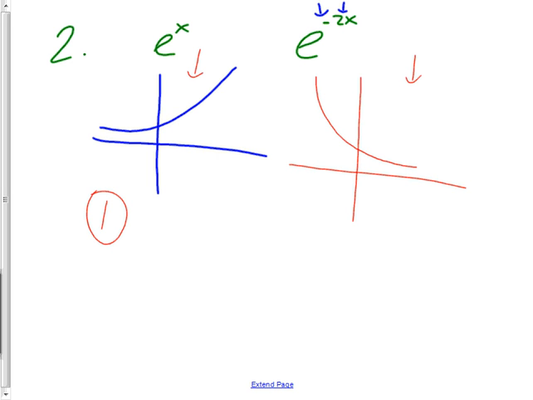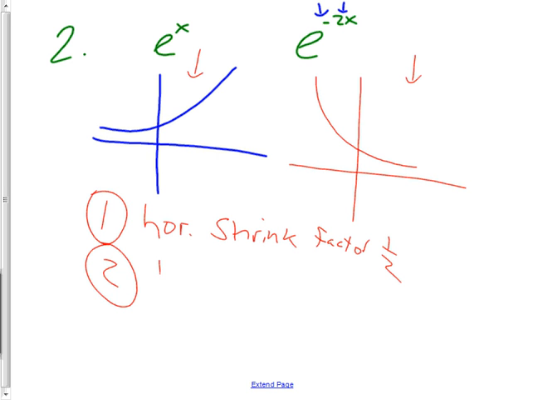Number one thing is I do a horizontal shrink factor 1/2. And the other thing I do is a reflect. Does the order of these two matter? Actually, it doesn't. They're both multiplies, so it doesn't matter. Reflect, and it's left-right, so that's over the y. Okay? That's how you do problems like 2.